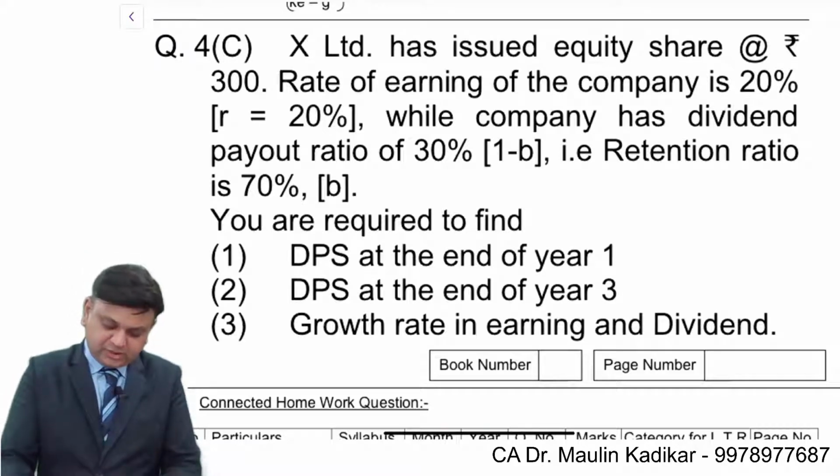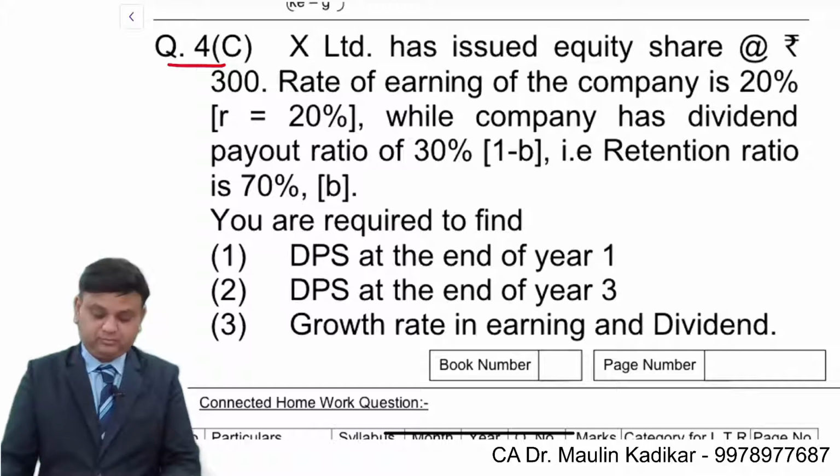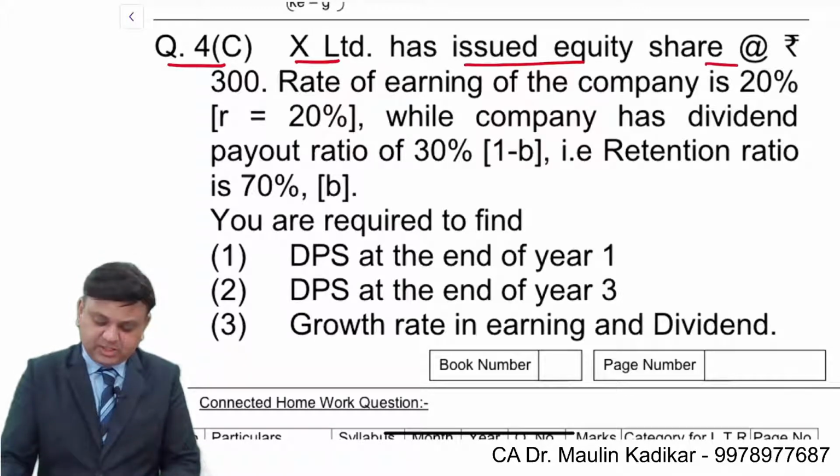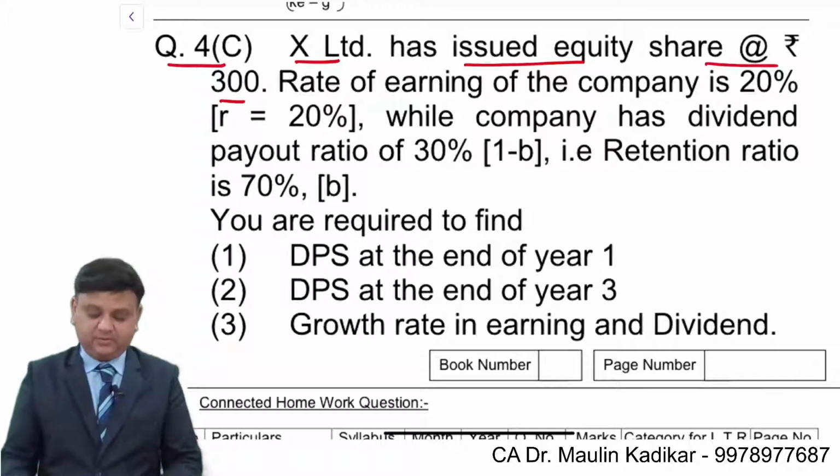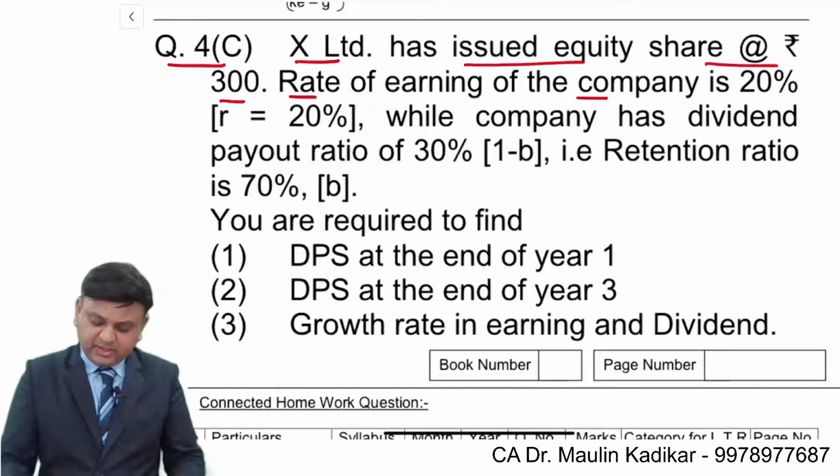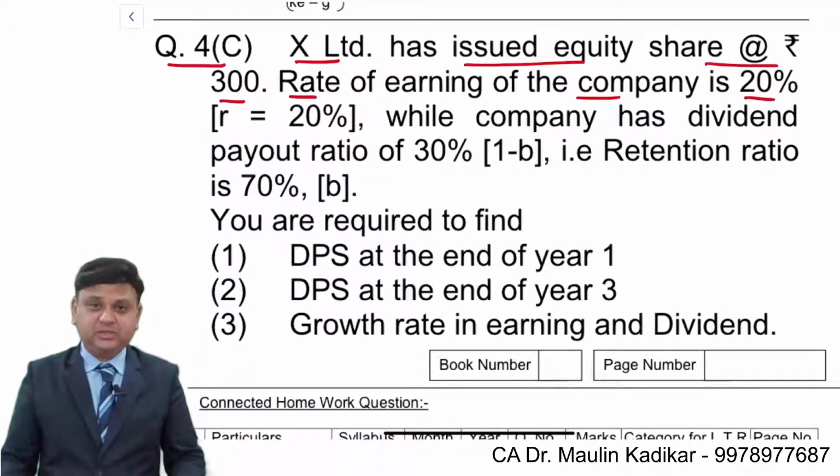चलो क्वेश्चन नंबर 4C. X Limited has issued equity share at the rate of rupees 300. Rate of earning of the company is 20%. That is R is 20%.